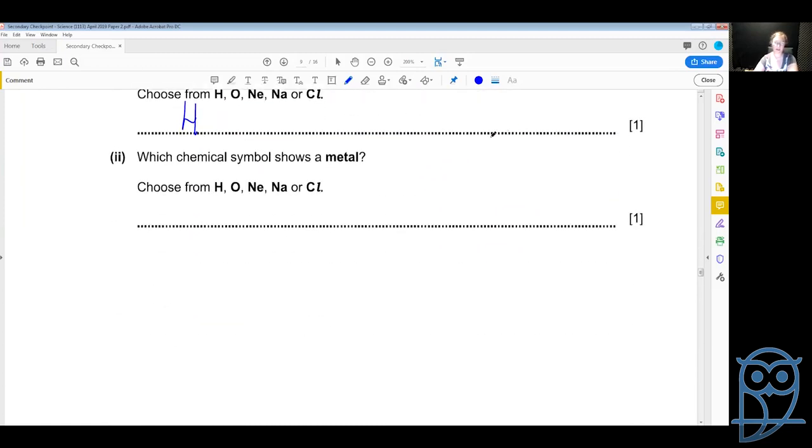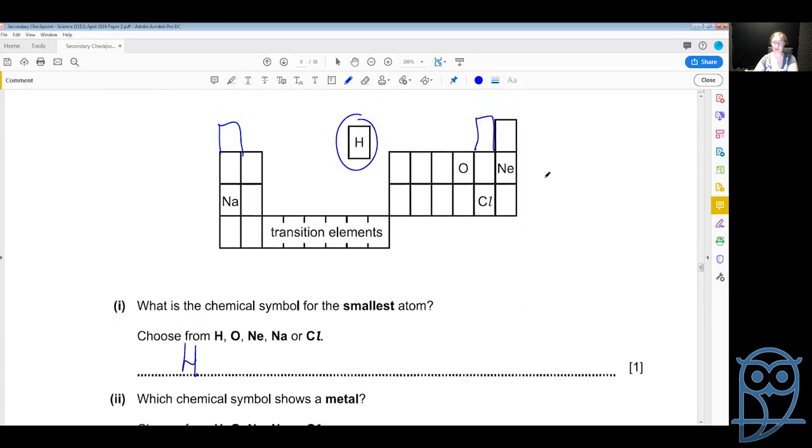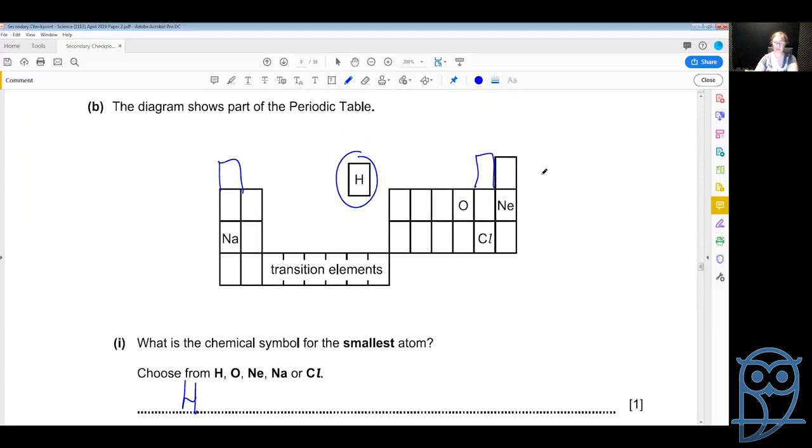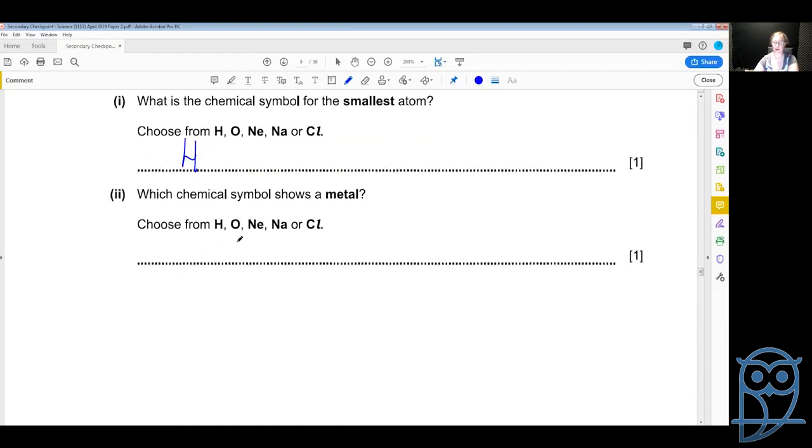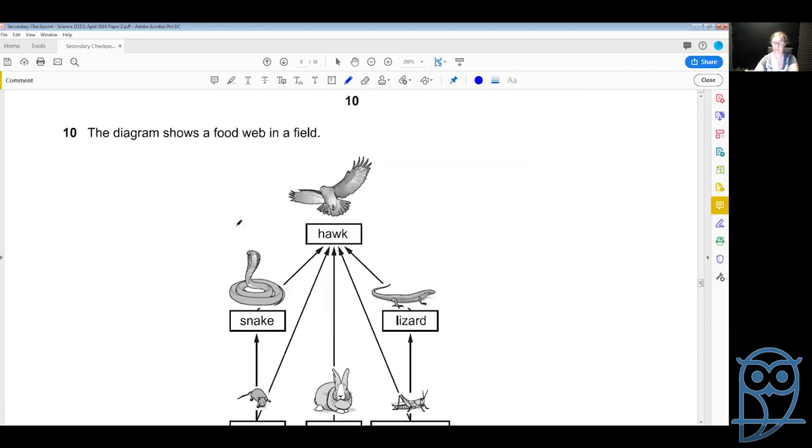So which chemical symbol shows a metal? Okay, so this is testing whether you know the shape of the periodic table. You should know that non-metals are generally on this side and metals are generally on this side. So that tells us that our metal over here is sodium, or Na. Okay.